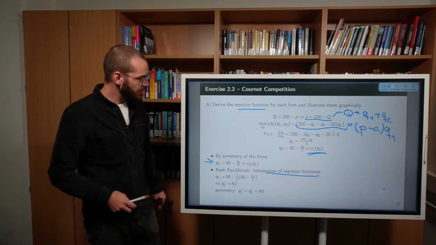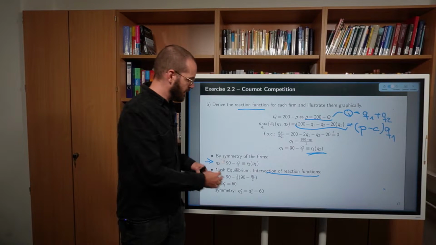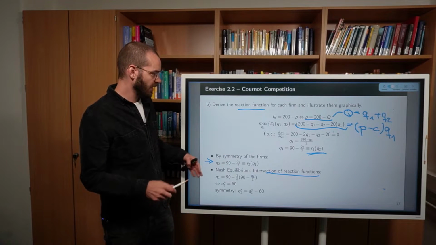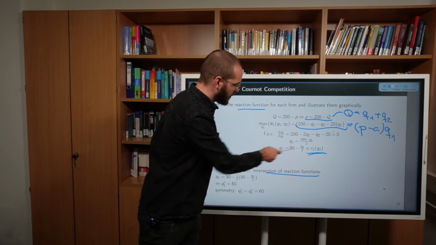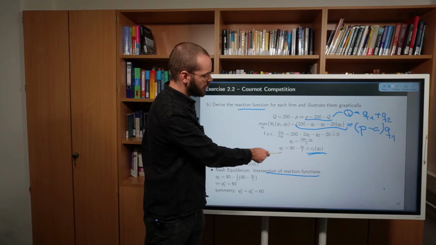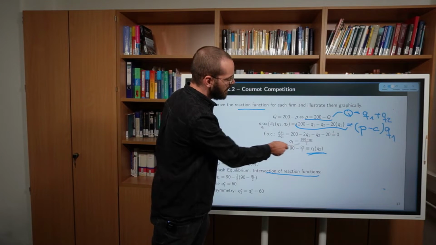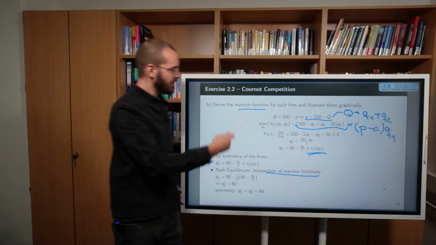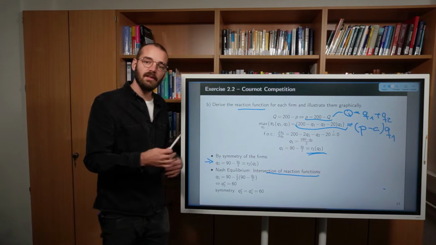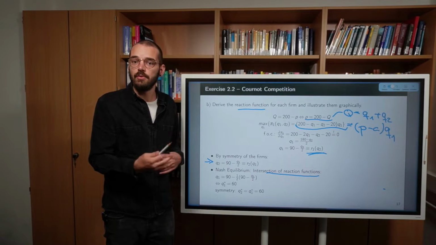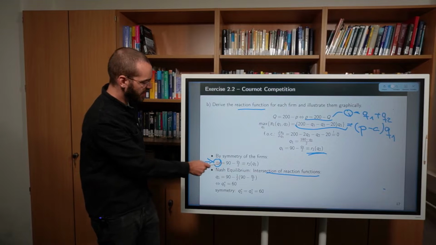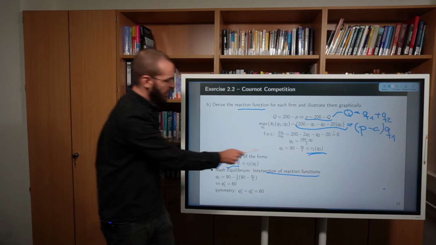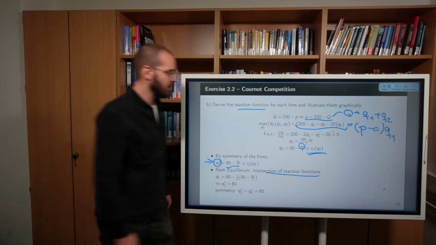Well, it's rather simple. We can simply substitute, for example, for Q2. So we know that the reaction function of firm 1 was Q1 equals some expression that depends on Q2. And now for this Q2, we plug in the profit maximizing quantity Q2 as a function of Q1, so the reaction function of firm 2. All right, so this Q2 equals some expression is now substituted into the reaction function of firm 1.